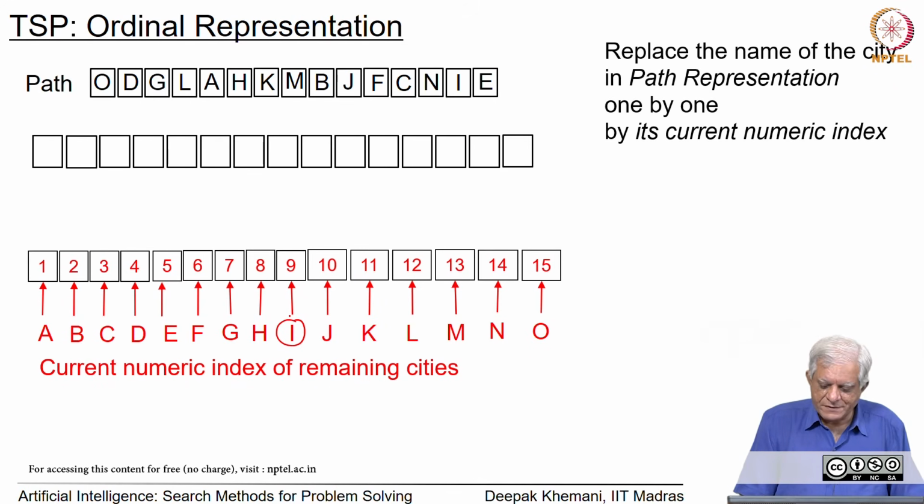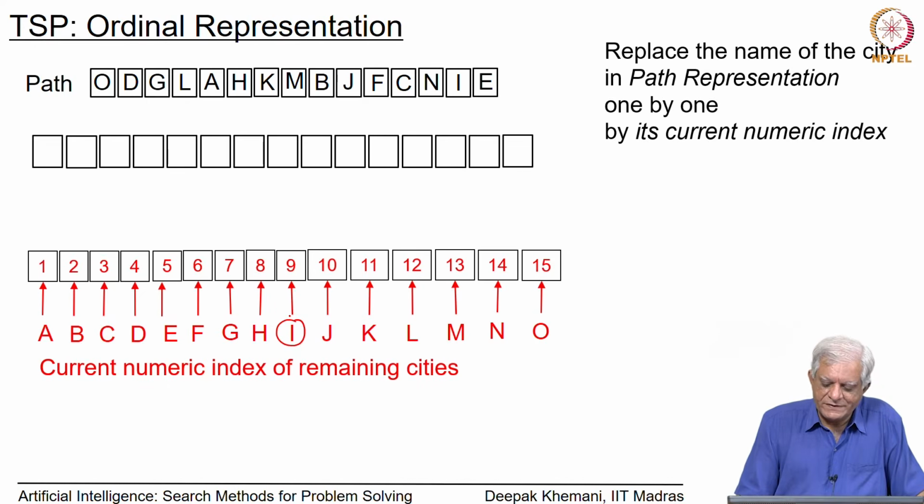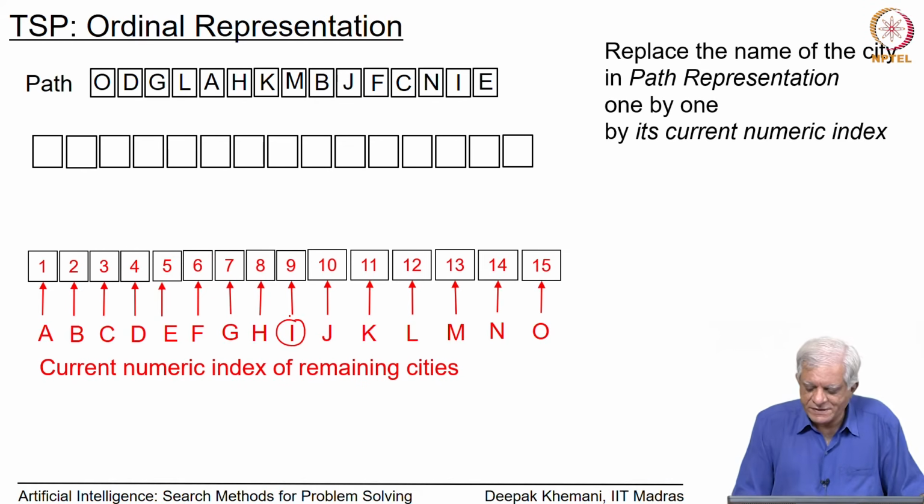We do it as follows: we replace the name of the city in path representation, and we do this one by one. We start with city O, then we go to city D, then we go to city G, and so on, and we replace it by the current numeric index. So, we will see what we mean by this current numeric index.